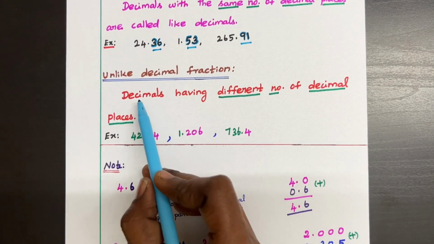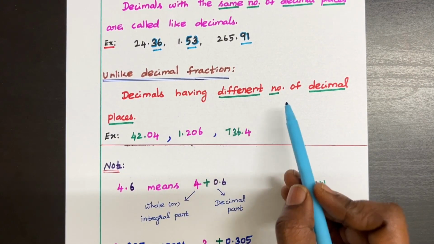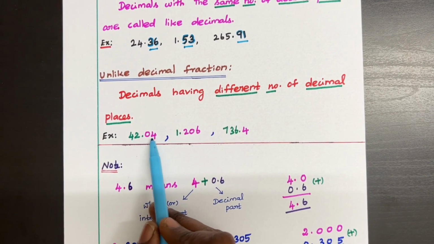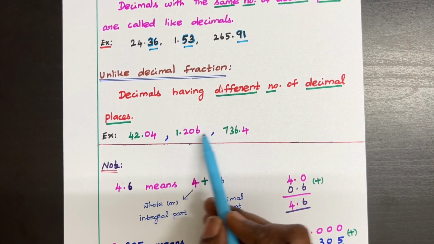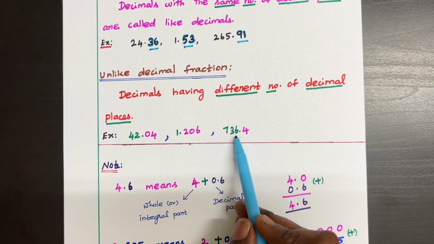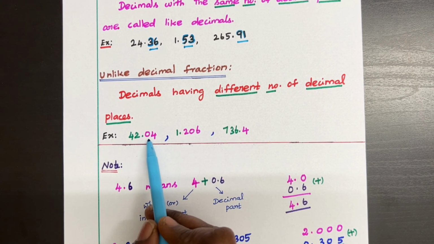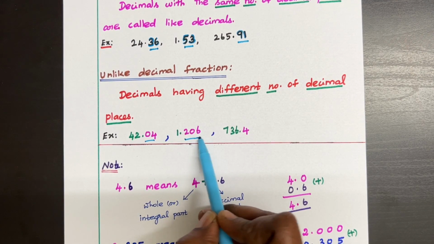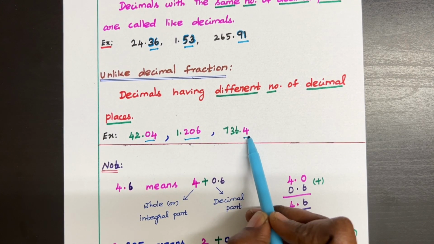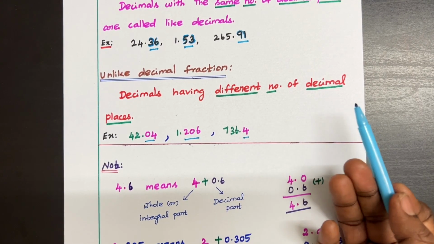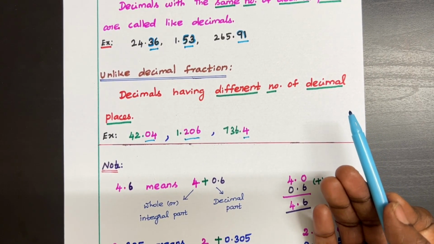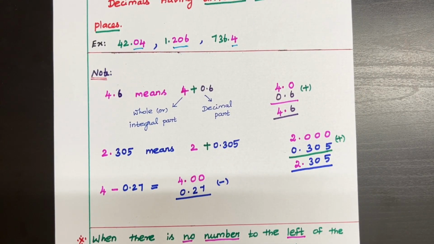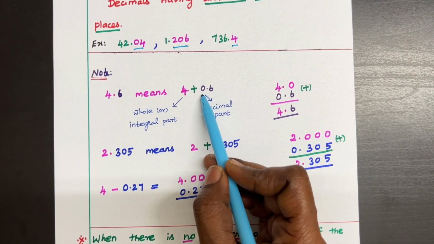Unlike decimals are decimals having different numbers of decimal places. See here, 42.04, 1.206, 736.4. See the decimal places. Here we have 2 decimal places. Here 3 decimal places. Here only 1 decimal place. If you see different numbers of decimal places, the decimals are unlike. That's all. Note: 4.6 means 4 plus 0.6.